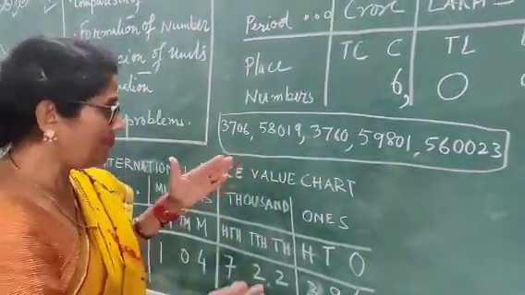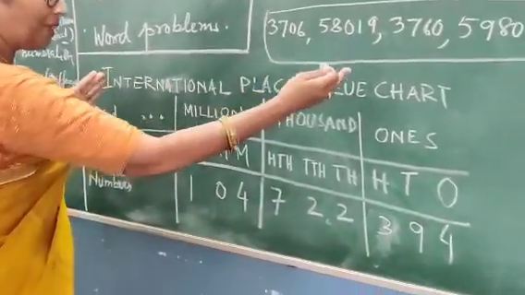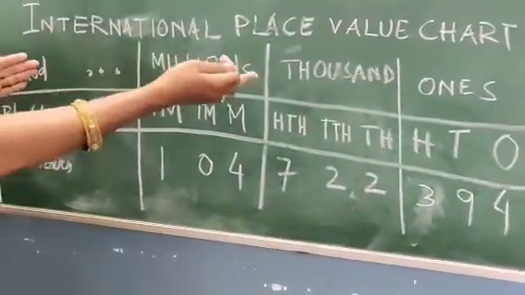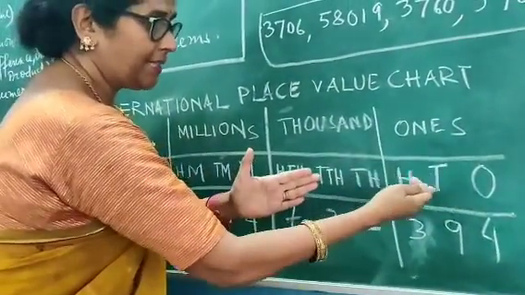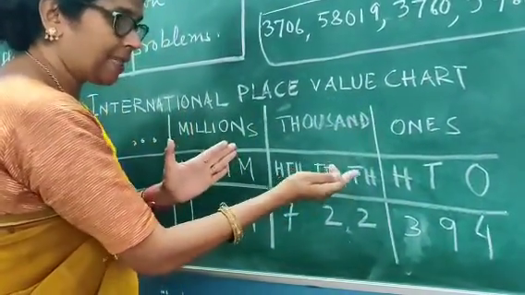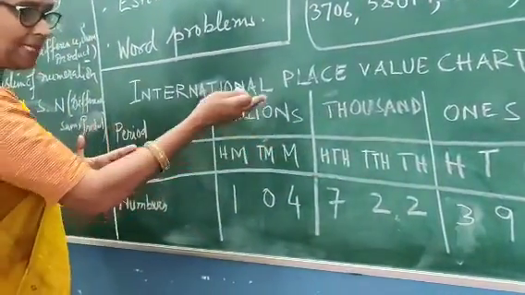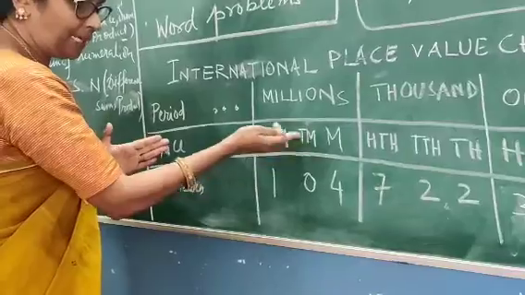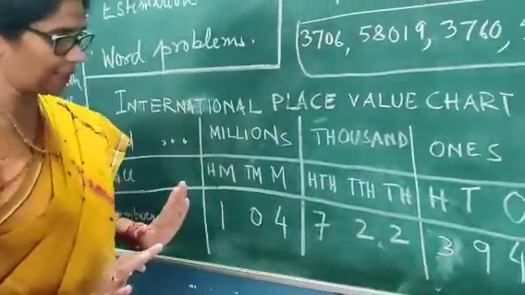This is the Indian system and now the international system. In the international place value chart, in this case also the ones period has three divisions: ones, tens, hundreds. Then thousand, 10,000, 100,000 in the thousand period, and million, 10 million, 100 million in the million period. And then how to write the numbers, as explained.